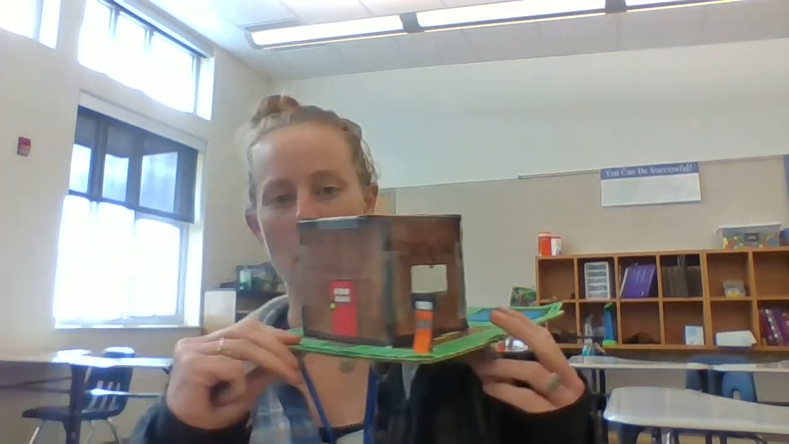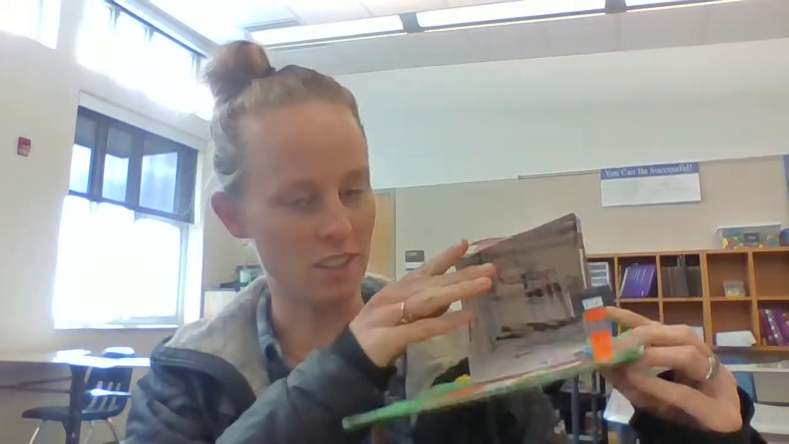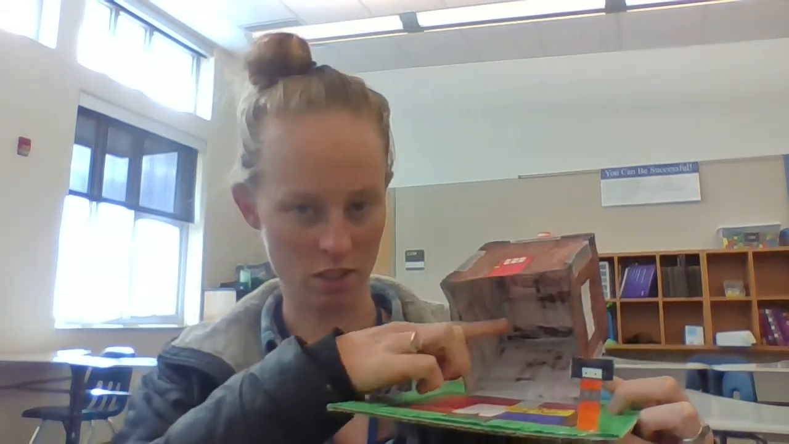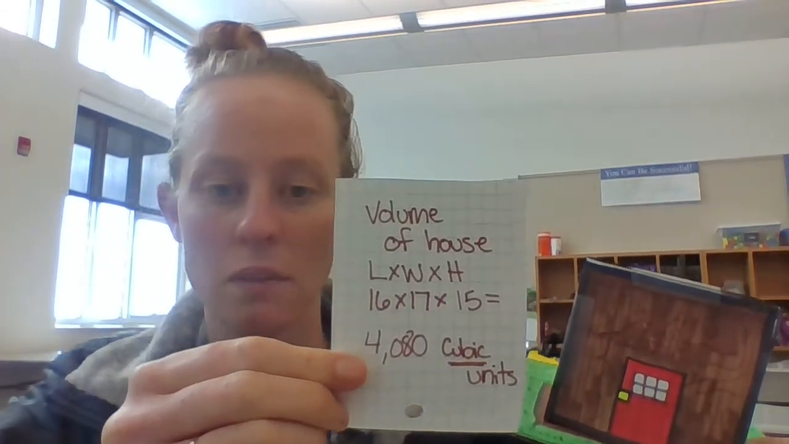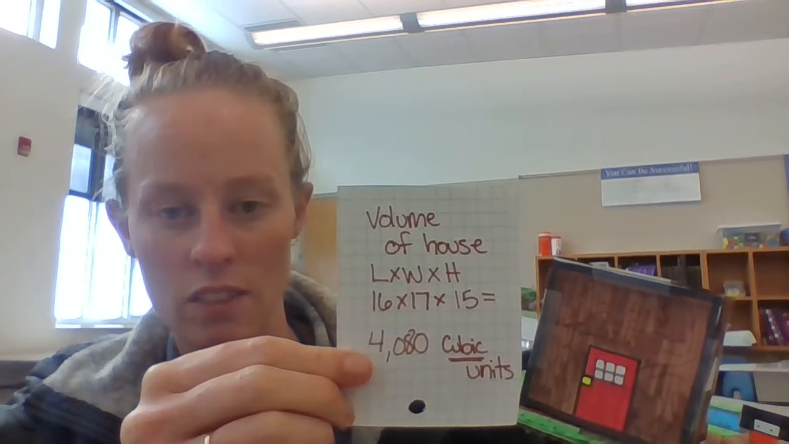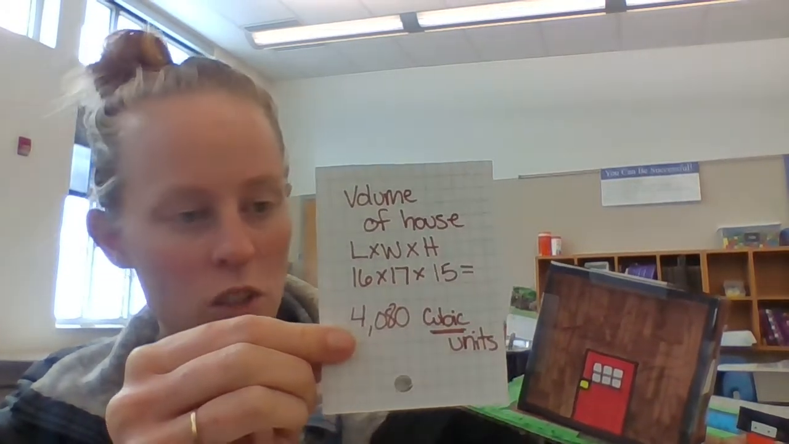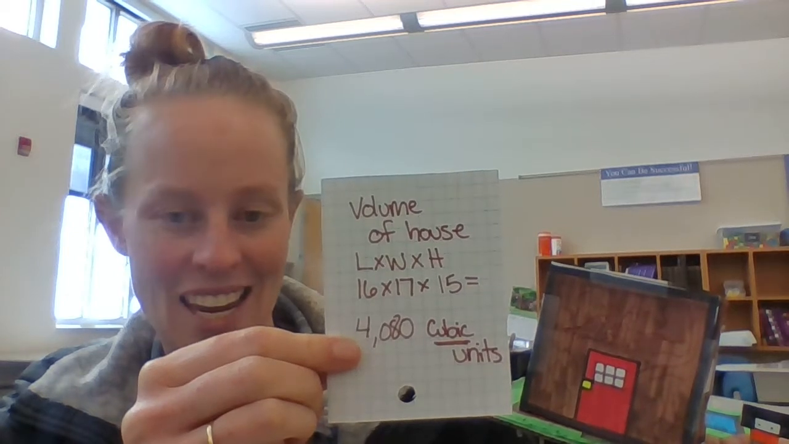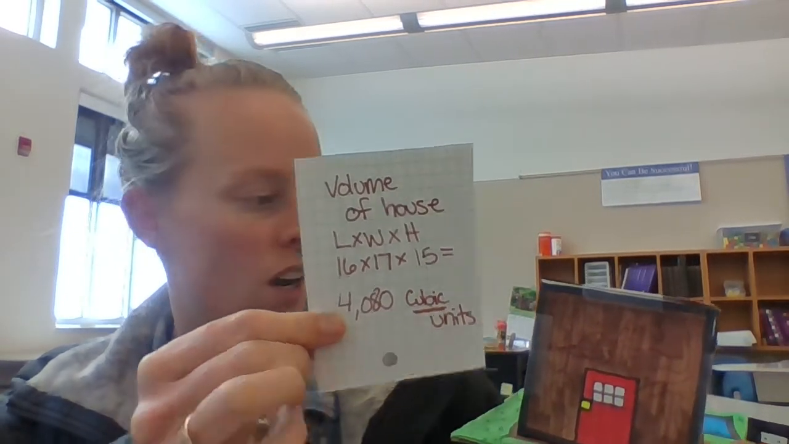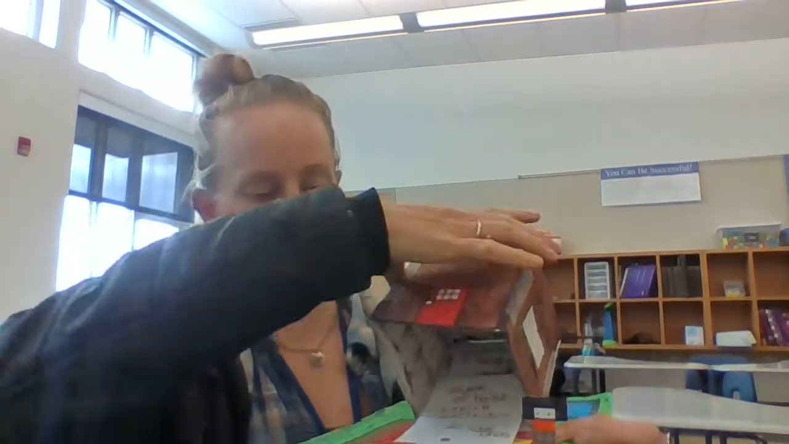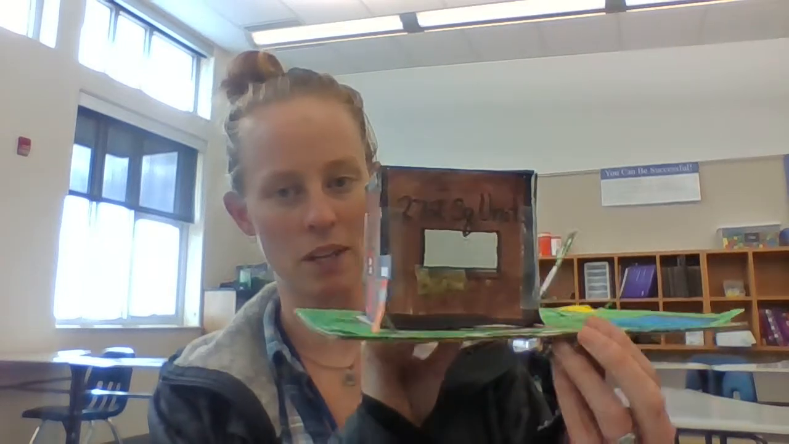All right, guys. I just finished taping my house together, so it is on here now. Its bottom is glued down, but here's side 1, side 2, front, back, top, and the bottom. Remember, for volume we have to do length times width times height. My length was 16, width was 17, and my height was 15. I multiplied all of those together and got 4,080 cubic units. I'm going to pop that open and leave that in there so I can remember it. But this is my completed project.